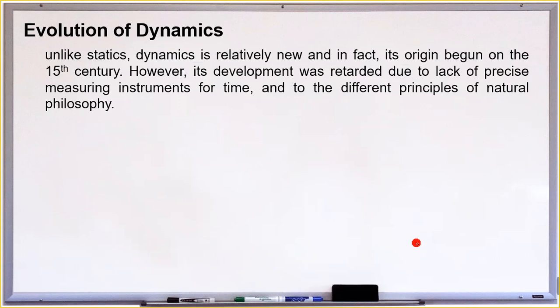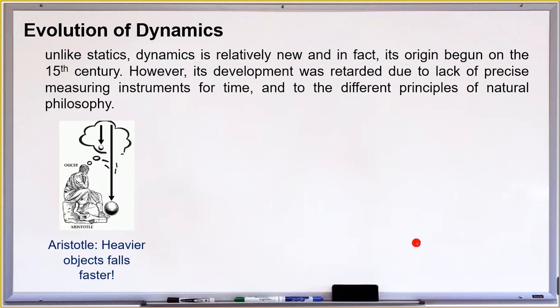So it also contributes to the development of this one, because we all know that in our history, natural philosophy and science sometimes contradict. One good example is the claim of Aristotle, which was later changed in the field of dynamics. Aristotle's first claim was that heavier objects fall faster than the light ones.